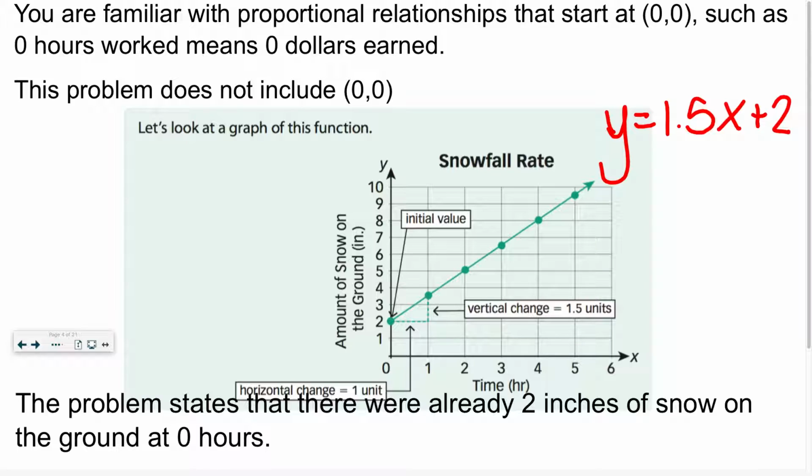Okay, so from there, we're going to graph this one. We're starting at our initial value, the 2 inches. So where x is 0, where the time is 0, and y, which is the amount of snow, is 2 inches, we're going to start there. From there, how are we moving?